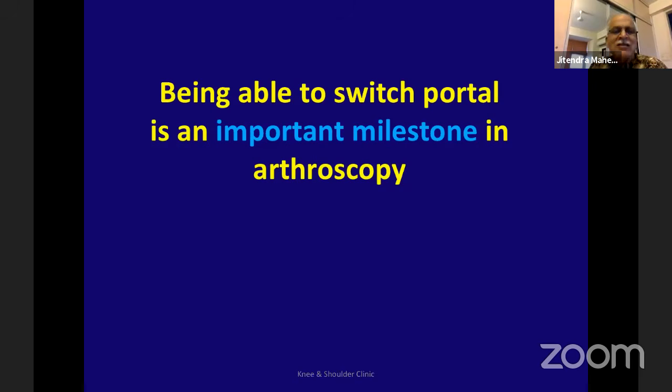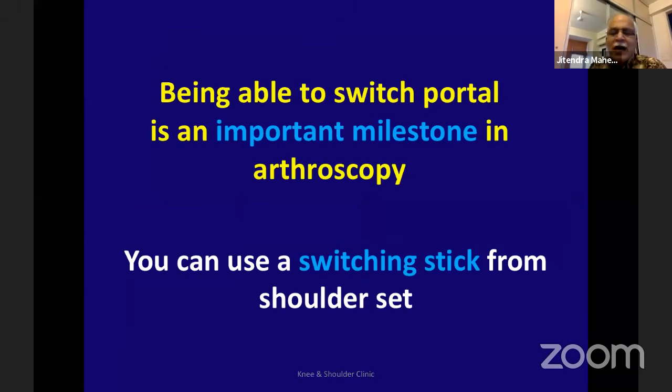And what I have lately started doing, for the last few years, is I use my shoulder set switching stick. As we switch portals in the shoulder, similarly, I switch portals in the knee as well. So I put the stick and just put my cannula over it. It takes away the struggle of unnecessarily hitting the capsule again and again. Wherever you have made a portal, if you want, you can leave a stick there. If you want to come back, entering and re-entering will be very simple.